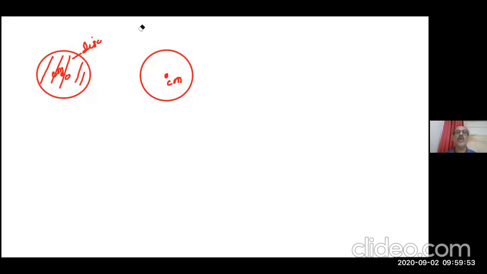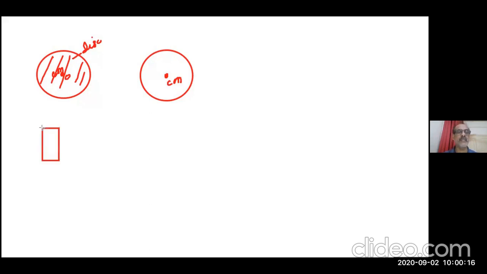Could you explain the ring example, sir? Hollow sphere is an example. Hollow cylinder is an example. The center of mass is not within the material. Clear? Any doubt?